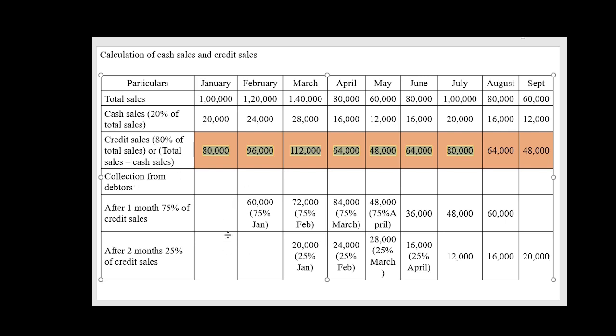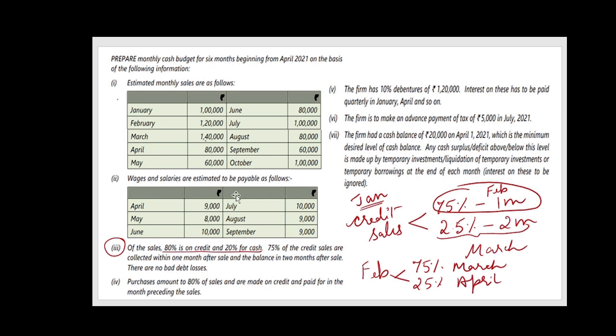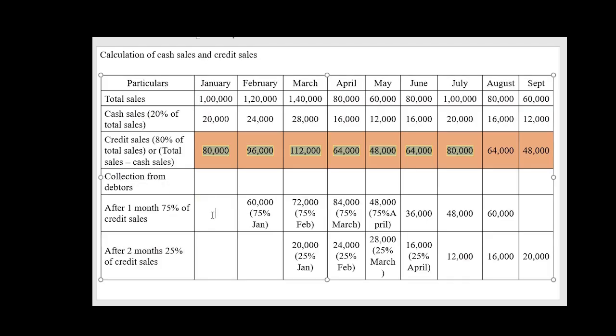Okay, so this is collection from debtors. Now, for knowing these figures, we need to have the details for the previous months, that is December, November, and October. Let us see in the problem whether they have given any information relating to the past 3 months before January. We don't find any information. As such, this will be nil. We do not know the information, so we can take it as nil.